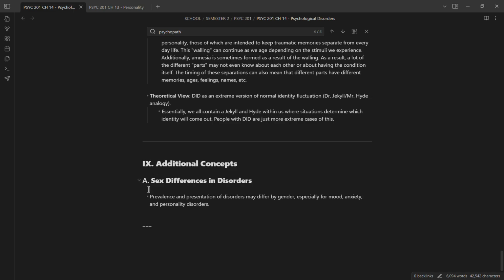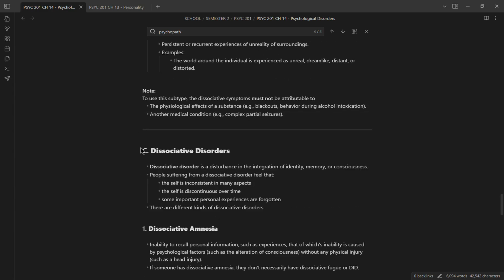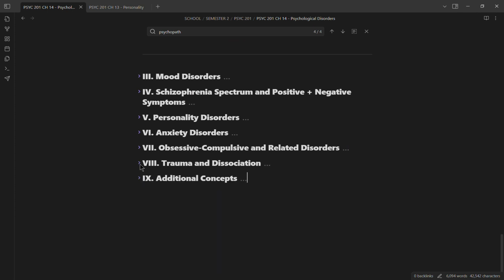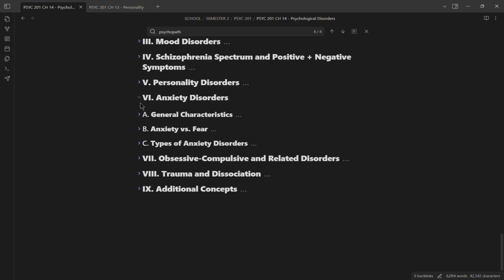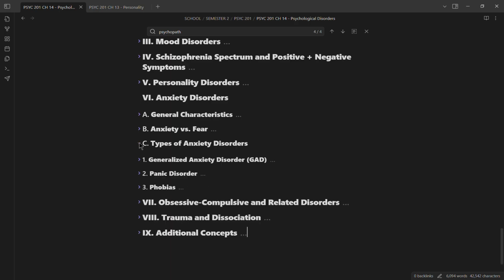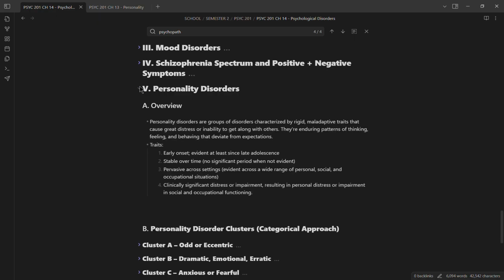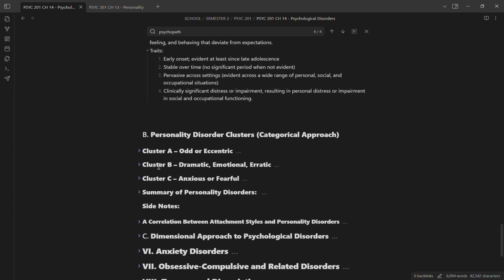on psychological disorders. Again, we looked at a brief talk about sex differences, but most importantly, we talked about dissociative disorders, PTSD. We talked about trauma and dissociation. Through that, we looked at OCPD and OCD, and we compared them. We looked at some anxiety disorders, right? Like phobias, panic disorder, generalized anxiety disorder, anxiety and fear. We looked at personality disorders, right? Different clusters. Cluster A being eccentric, cluster B being dramatic, emotional, and erratic, and cluster C being anxious or fearful.